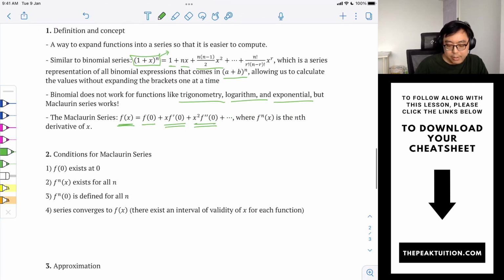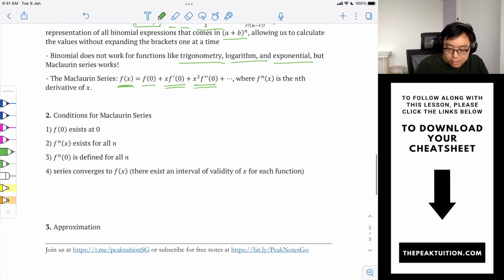Okay? So the conditions for the Maclaurin series existing are that, first, the function must exist at 0. Because if the function does not exist at 0, then the whole expansion doesn't work, right? The second thing is that the derivative must exist for all n. Because if any of the derivatives does not exist, then again, your Maclaurin series will become undefined at some point.